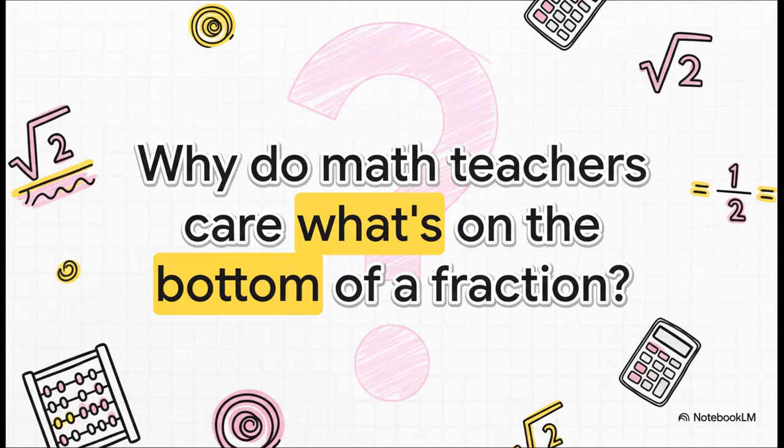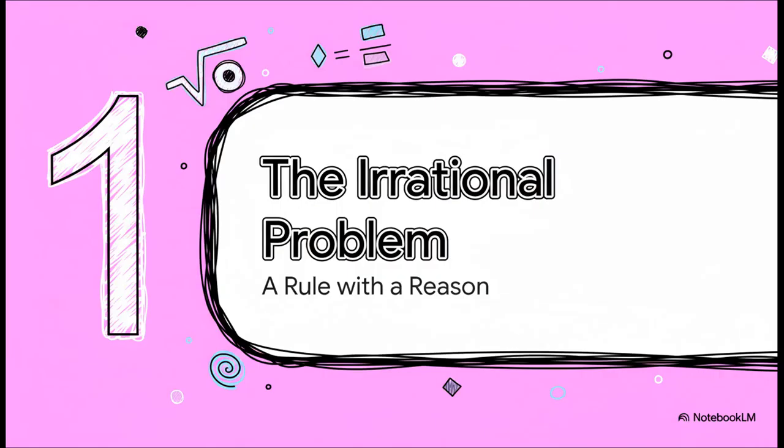I mean, it's a totally fair question, isn't it? You solve the problem, you get the right number, but then you lose points just because of how it's written. It's super frustrating. In this explainer, we're going to pull back the curtain and find out why this rule even exists and why it's actually more than just some quirky math tradition. Okay, so let's get right to it.